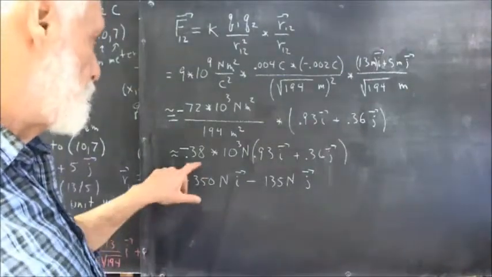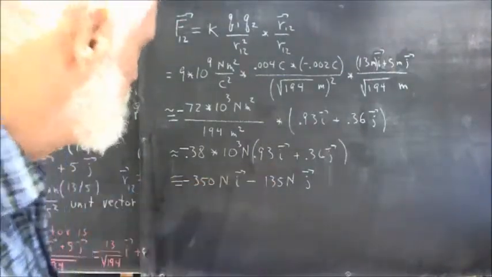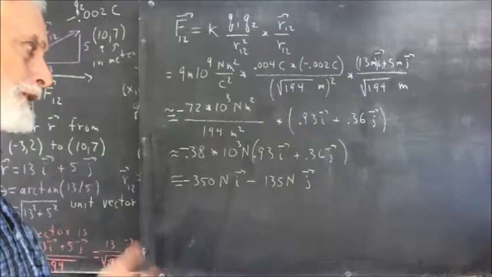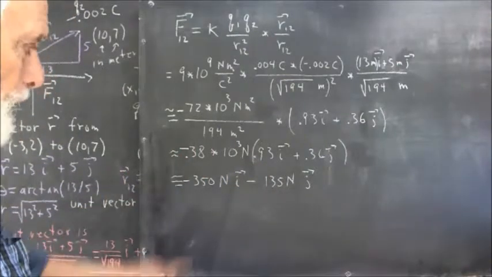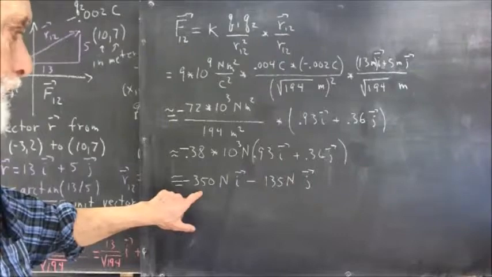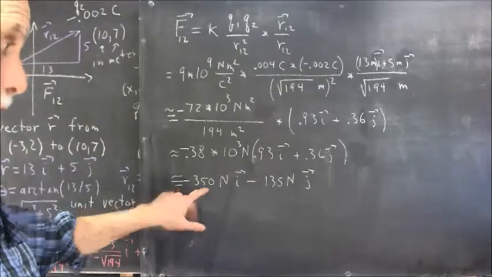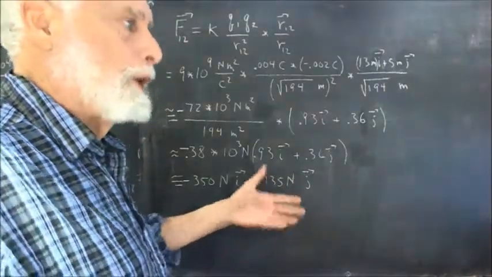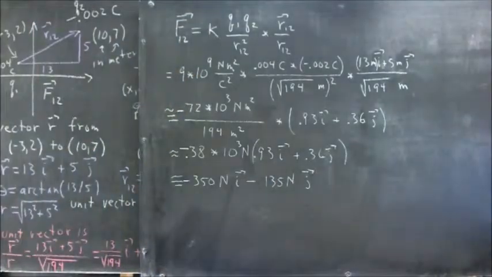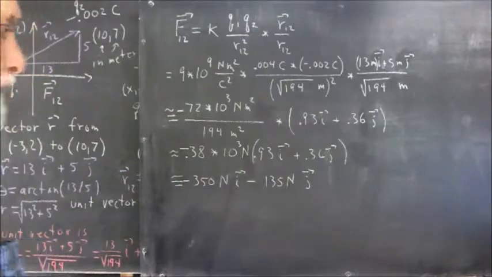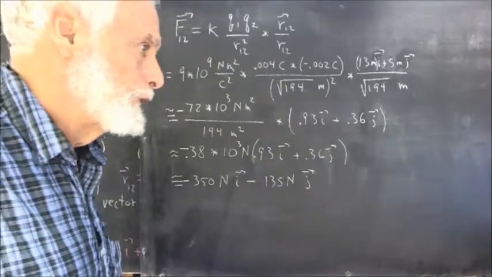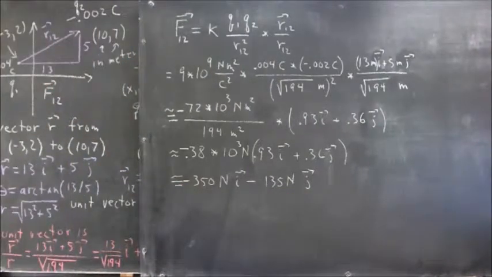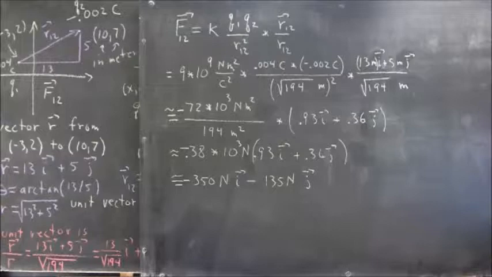If I multiply 0.38 by 0.93, well, 7% of 40 is almost 3, so we're going to go down by about 3. That probably ought to go down to somewhere between 340 and 350 newtons. I think the 135 newtons is close, within plus or minus a few. So there is our result. Now, these are the components of the Coulomb force that's exerted up here, so I'll just draw a little picture to represent that.